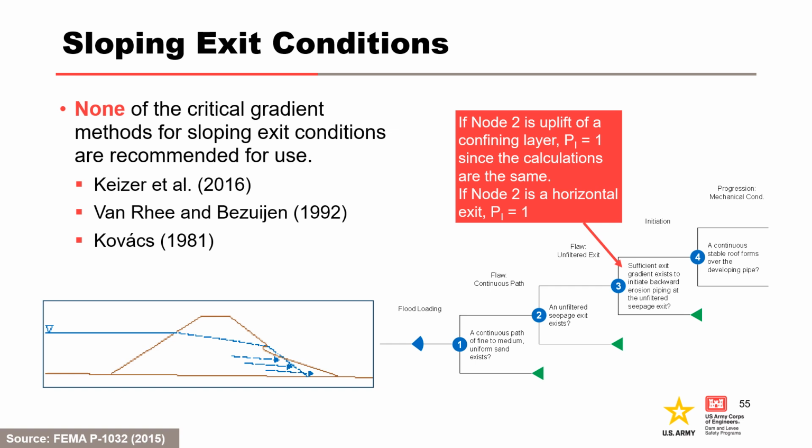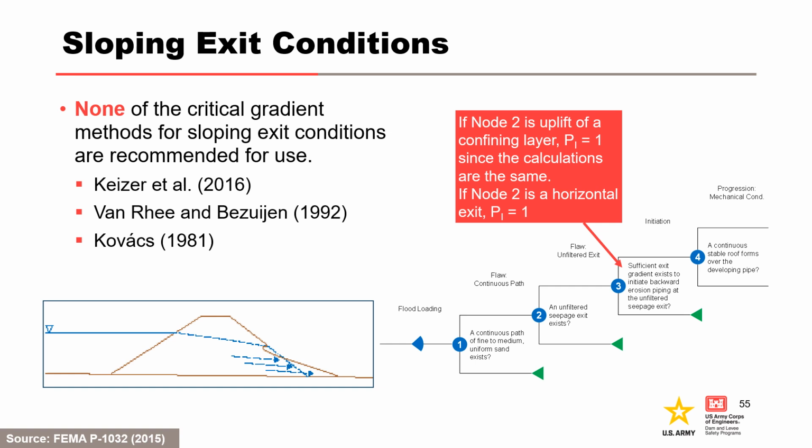Sloping exit conditions. It would be unusual to assess backward erosion piping in the embankment exiting on a slope. Through seepage is more likely to lead to slope instability or sloughing. For a horizontal exit or seepage exiting a sloping face, the probability of initiation is probably very near 1.